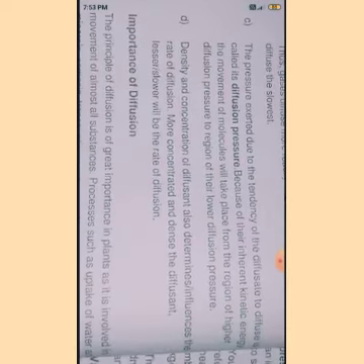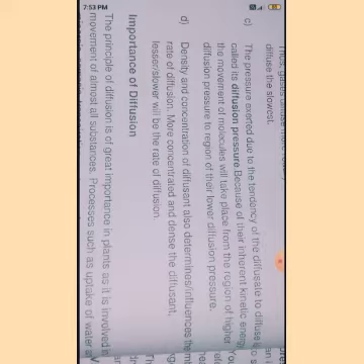Now the third one is the pressure exerted due to the tendency of the diffusate to diffuse, called diffusion pressure. Because of the inherent kinetic energy, the movement of the molecules will take place from the region of higher diffusion pressure to the region of lower diffusion pressure.